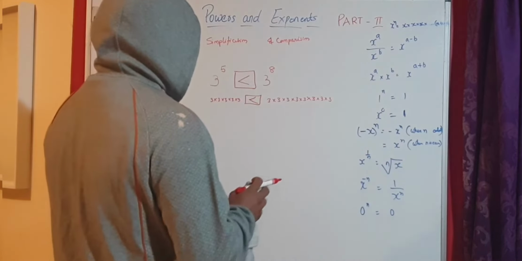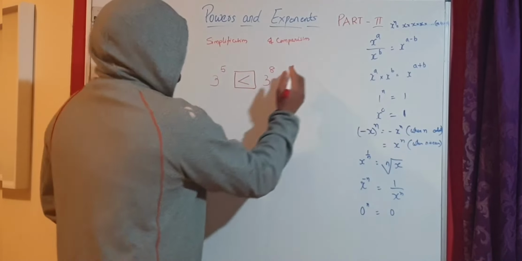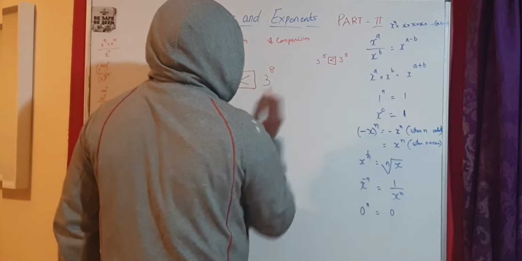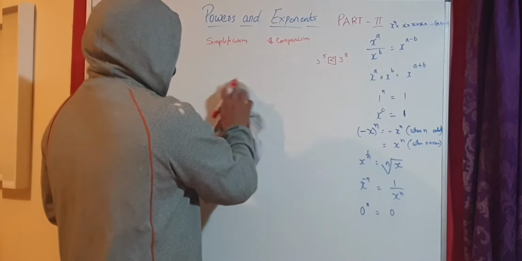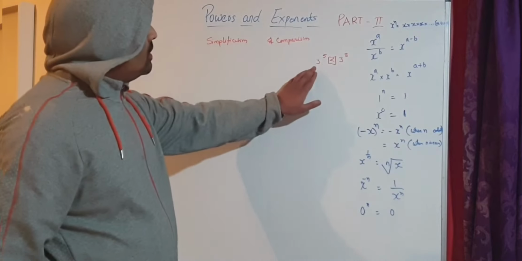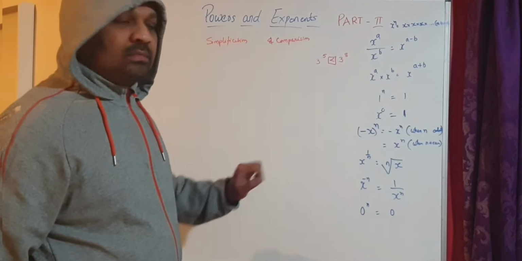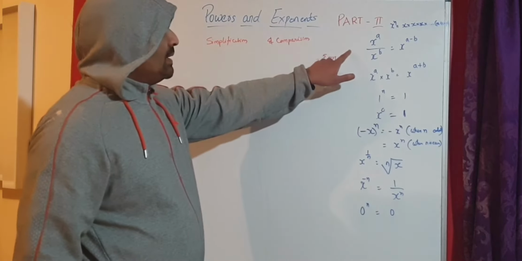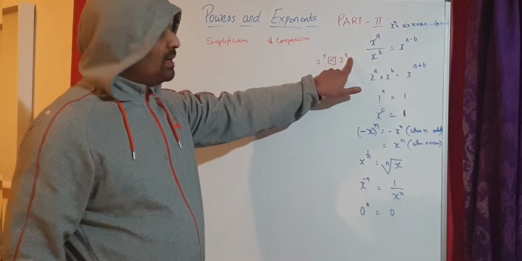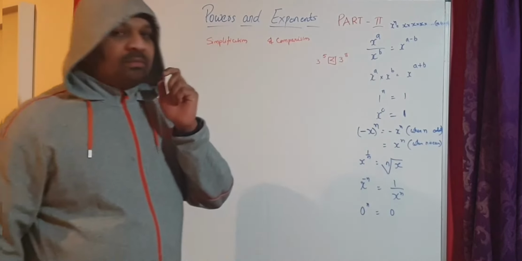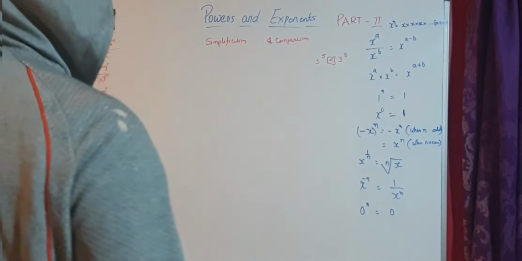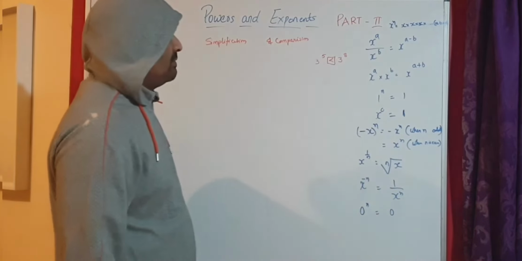That's fine, we've discussed it. Here, if you see, the bases are the same. In both cases we have the same base, and the powers are different. For this number we have a higher power, that is 8. So we're saying that 3 to the power of 8 is bigger than 3 to the power of 5. That's very simple, very straightforward.